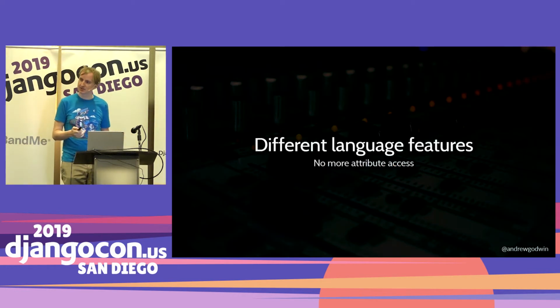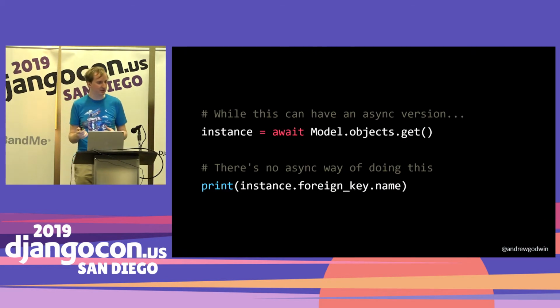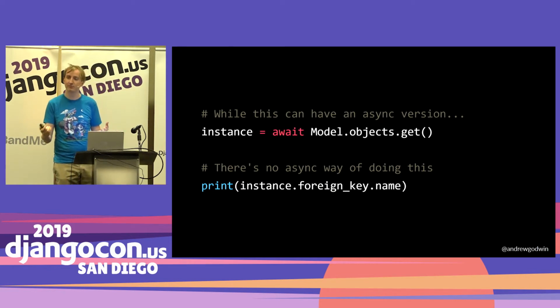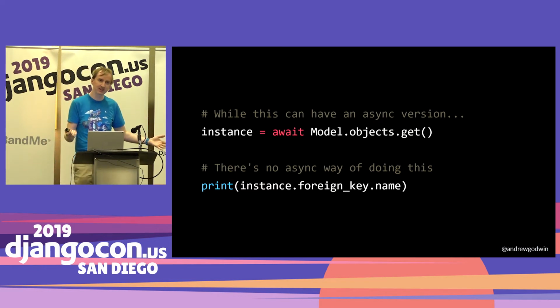Some language features that Django relies upon heavily do not have an async equivalent. You may all be familiar with the fact that you can, for example, do .something on a related model. Here we have an instance, you can do .foreign_key, then you can do .name. And Django will happily, in the background, pause, go query the database, find the instance, load it into memory, and then give you the name.